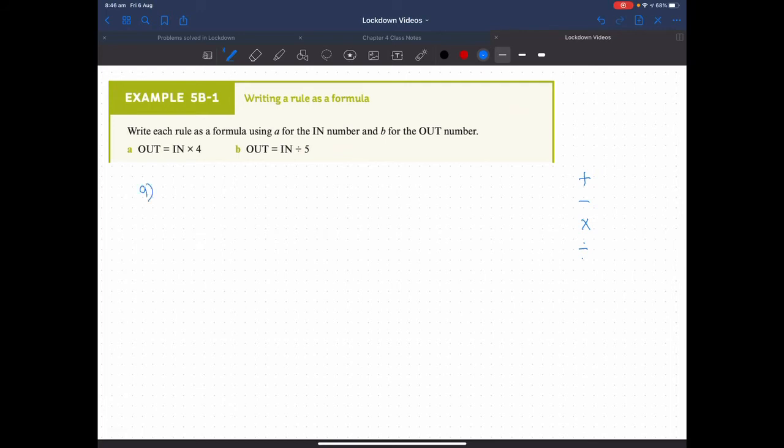Part A says to us, out equals in times 4. It says to us, use the letter A for in and the letter B for out. So where there is out, I'm going to write B equals in, in is A times 4. Now as mathematicians, A times 4 we write as 4A.